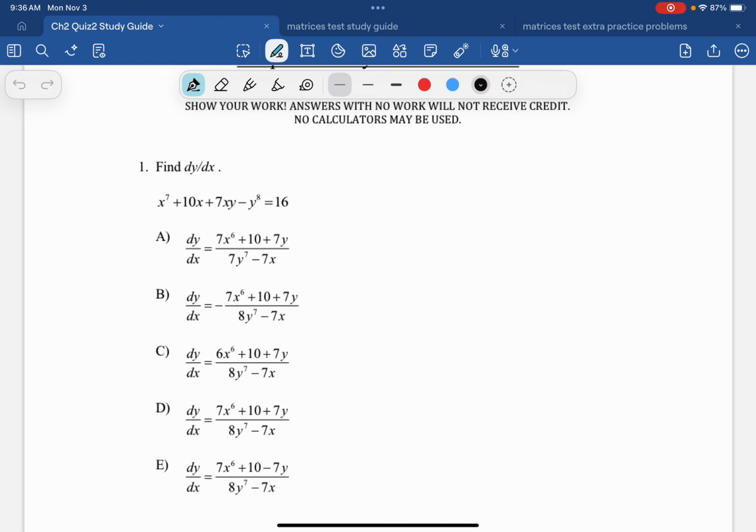The first question has us finding the derivative of y with respect to x, but we're not given y in terms of x. Instead, we're given an equation that contains both x and y. And so this is a question that calls for implicit differentiation. So basically, we are going to take the derivative of both sides of the equation with respect to x. So I'm going to take the derivative of the left side with respect to x, and also the right side.